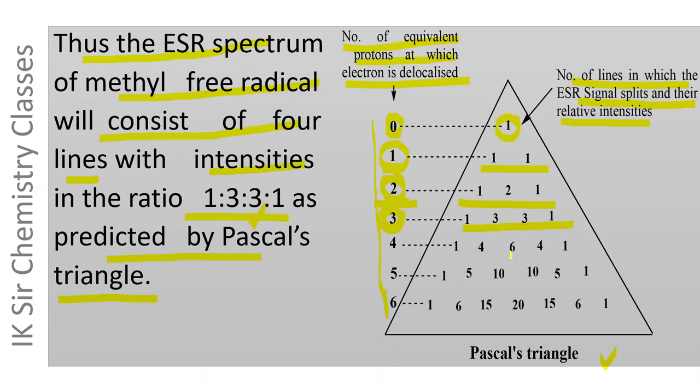And similarly, 5 lines will be obtained if the unpaired electron of a free radical is delocalized around 4 equivalent protons, and these 5 lines are in the intensity ratio 1:4:6:4:1. And similarly, the number of lines and the intensity ratio for an unpaired electron delocalized around 5 and 6 equivalent protons can be predicted by Pascal's triangle.